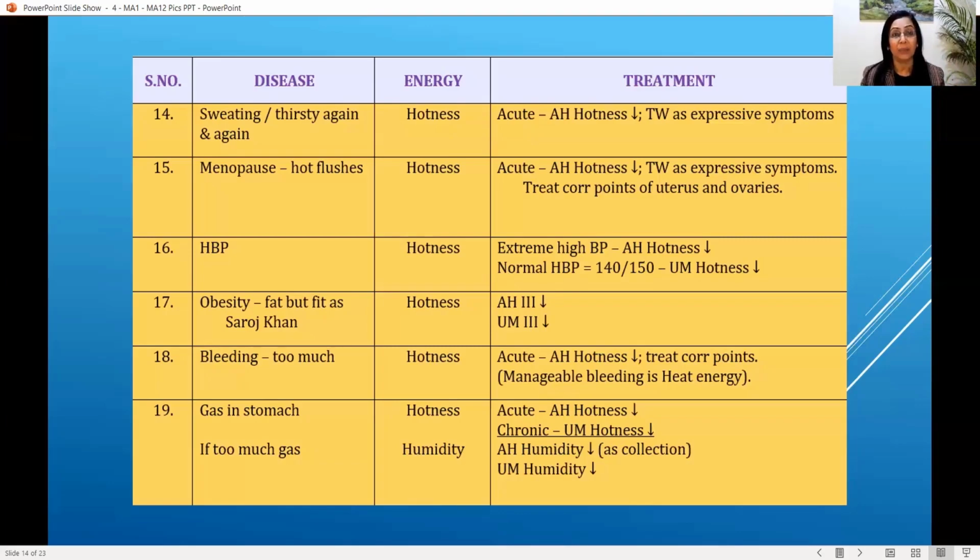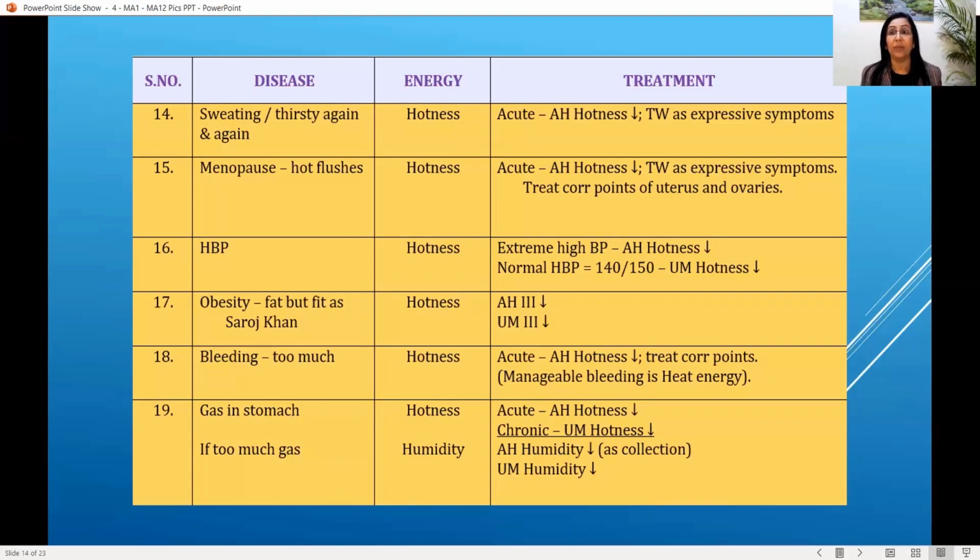Then for high blood pressure. Now, high blood pressure is also an expansion, because this is a blood disorder which is showing a lot of expansion, a lot of hotness energy. So when the blood pressure is extremely high, just sedate hotness. That means sedate the spinal cord meridian. But if the high blood pressure is just normally high, a little bit high, not extremely high, then you can do the chronic one, which is to sedate the brain meridian.